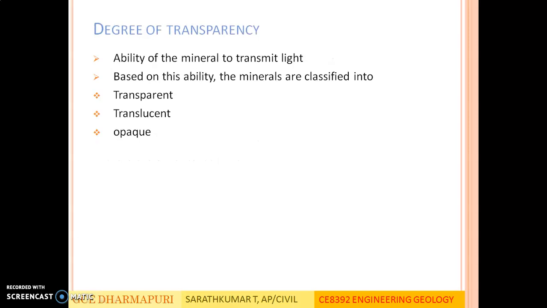So the next one is degree of transparency. It is the ability of the mineral to transmit light. Based on this ability, minerals are classified into transparent, translucent and opaque. Transparent means if you pass light through the mineral, it will easily allow the light to go through. In an opaque mineral, the light will not pass through. Translucent is in between. It's neither transparent nor opaque.